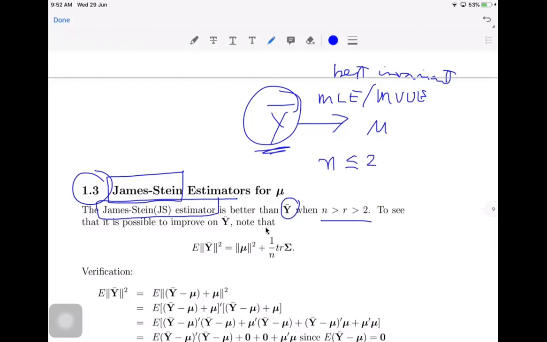For the univariate case, Y bar works well. Up to the bivariate case, Y bar works well. But when we have multivariate cases, that is when n is greater than 2, there will be a better competitor for Y bar, which is the JS estimator.